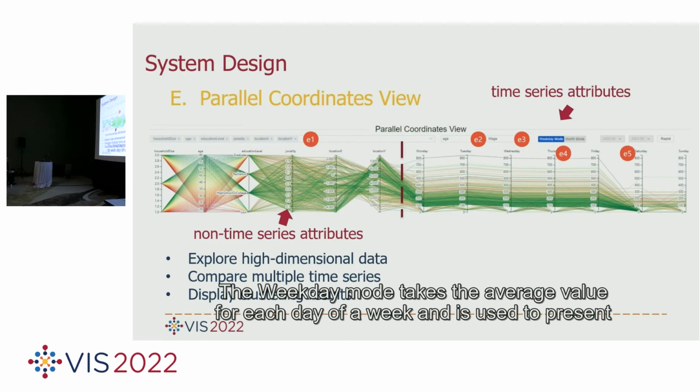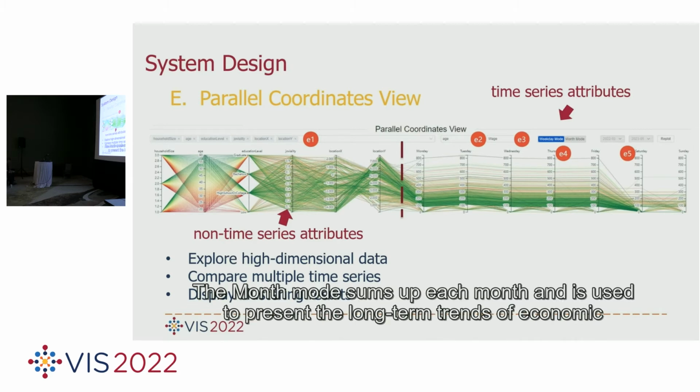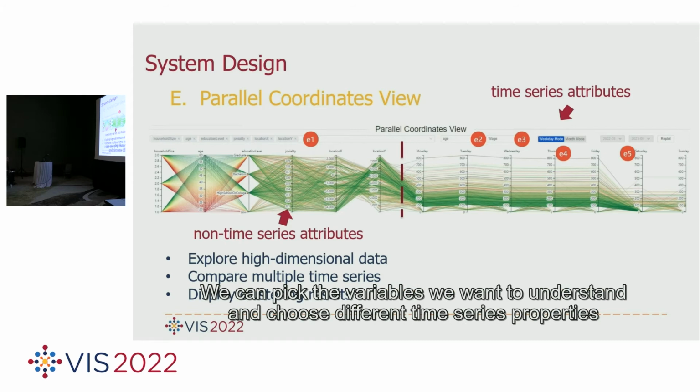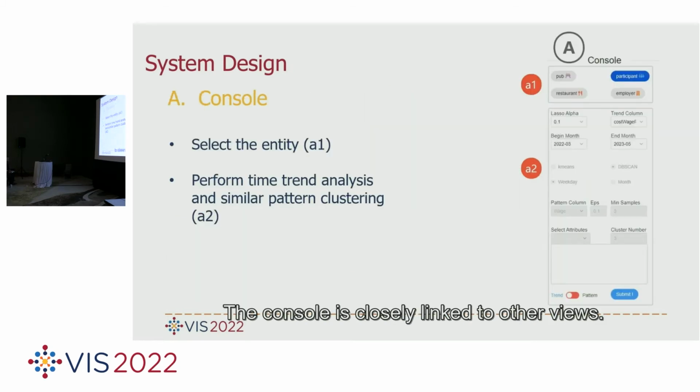The weekday mode takes the average value for each day of a week and is used to present the cyclical nature of city life. The month mode sums up each month and is used to present the long-term trends of economic variables. We can pick the variables we want to understand and choose different time series properties to observe the implied patterns. The console is closely linked to other views.